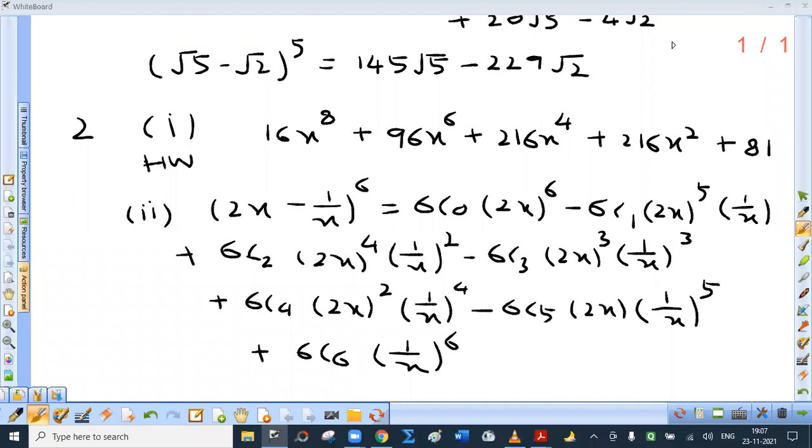Second, first part is for homework. First is expansion of what? 2x square plus 3 raised to 4. I repeat, fourth power of 2x square plus 3. And answer should be 16x raised to 8 plus 96x raised to 6 plus 216x raised to 4 plus 216x square plus 81. Next, for classwork, sixth power of 2x minus 1 upon x.